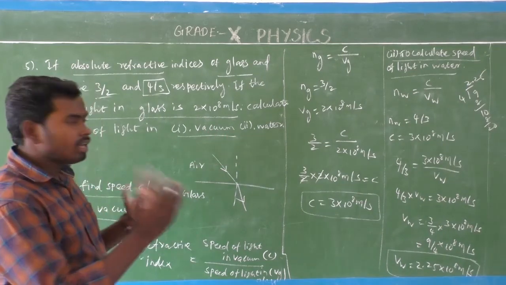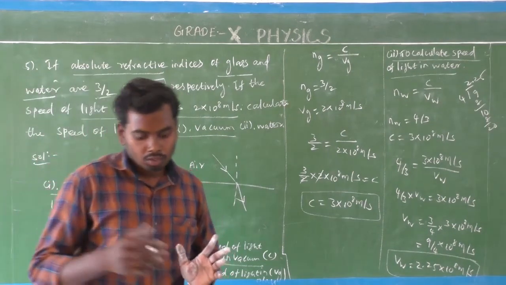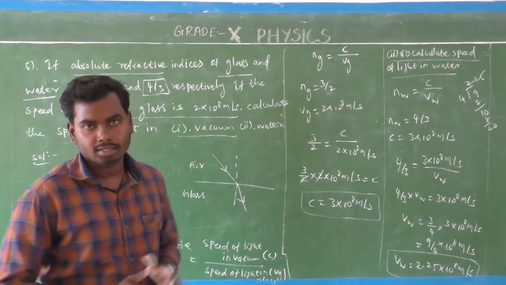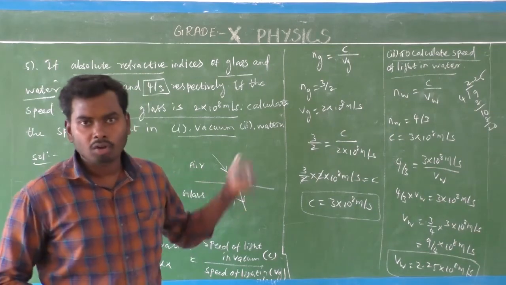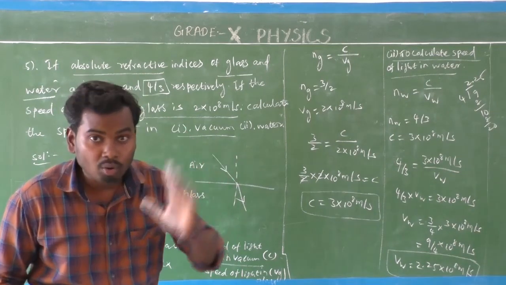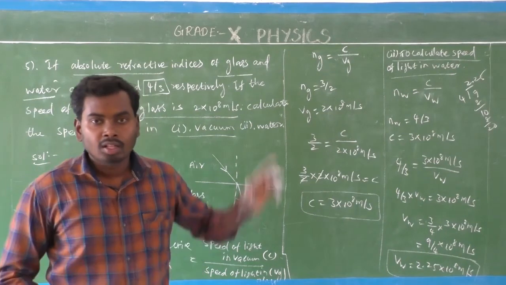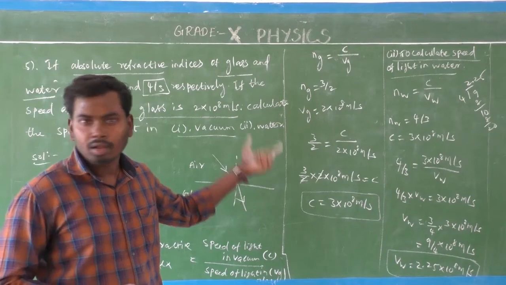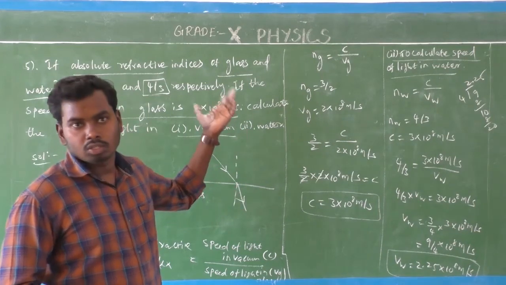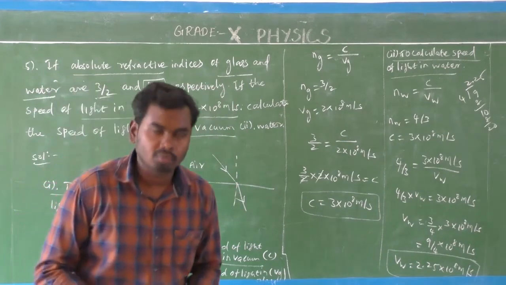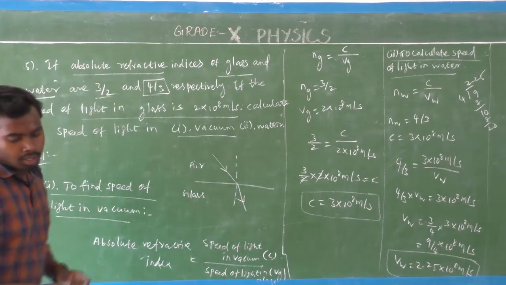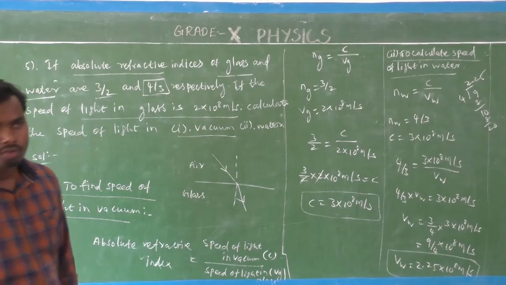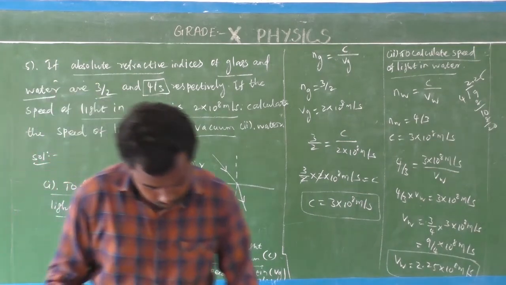This is a very important 5-mark question. In most board exams, this question has been asked, so give more importance to it. Whatever question paper you take, this question will be there. In every board question paper, this question has been asked. It's very useful. This is one type of method, based on absolute refractive index. Next, we will see another method.